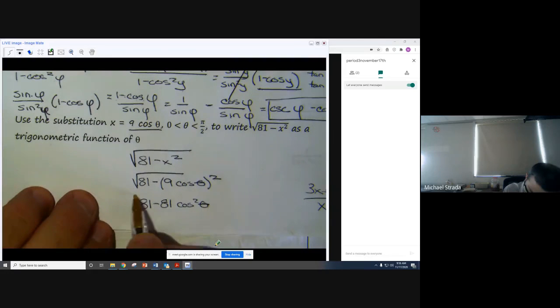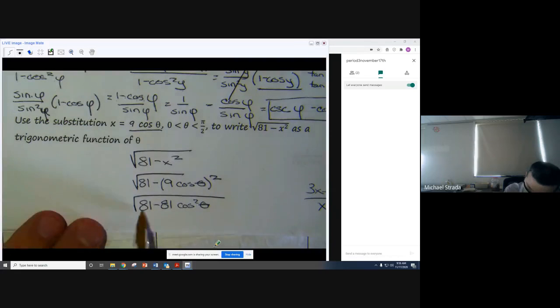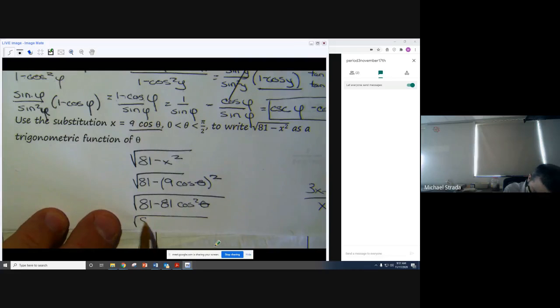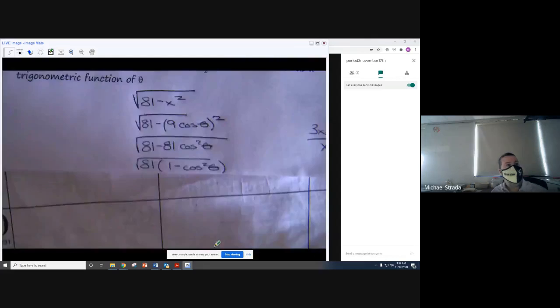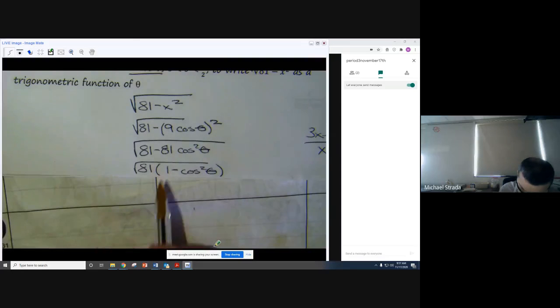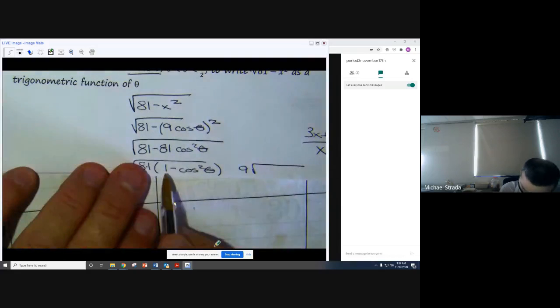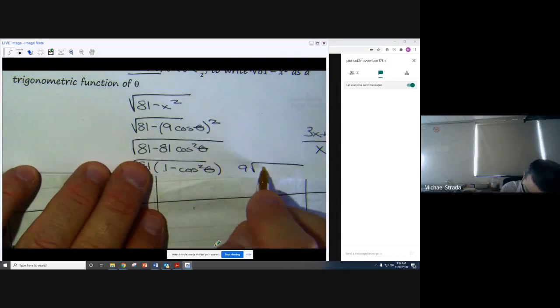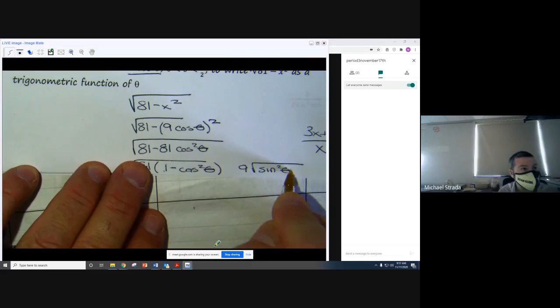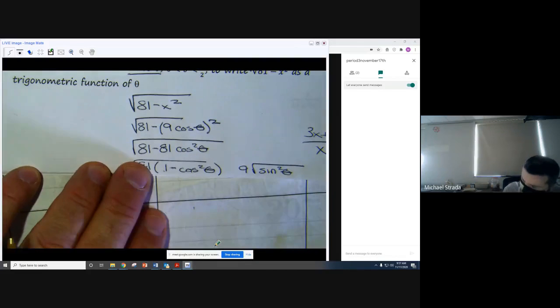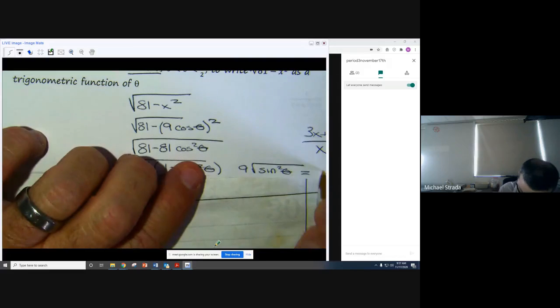So underneath a what? Square root. Do they both have an 81 in them? Yes. More often than not, that will be the case. So I, quote unquote, factor that out. All right. What's the square root of 81? So the 9 comes outside. 1 minus cosine squared is the same thing as sine squared. And whenever I do the square root of something squared, what do they do to each other? Cancel out. So your final answer would be 9 sine theta.